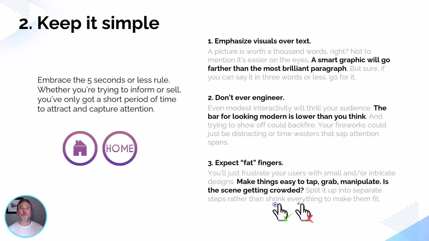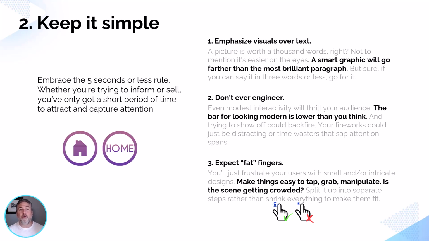The second principle is to keep it simple. You can do really advanced things with interactivity, but it doesn't mean you should. And in fact, typically you have some objectives, some reason you want people to interact with that content. Keep that journey as simple and as quick as possible. Emphasize visuals over text because a picture's worth 1,000 words.